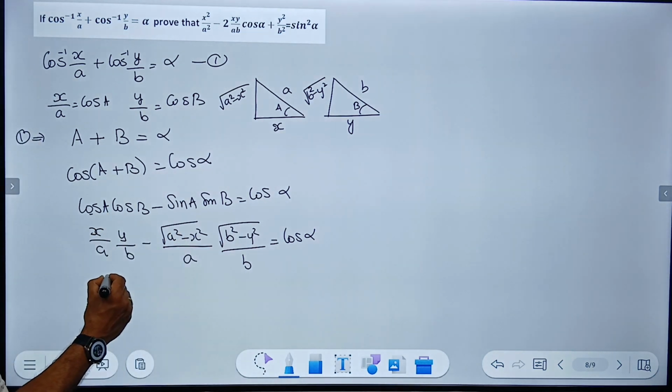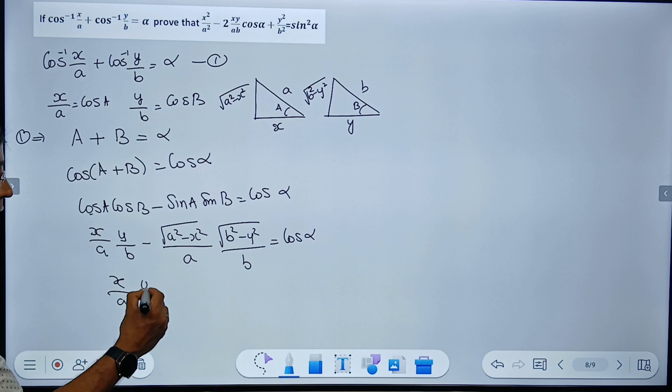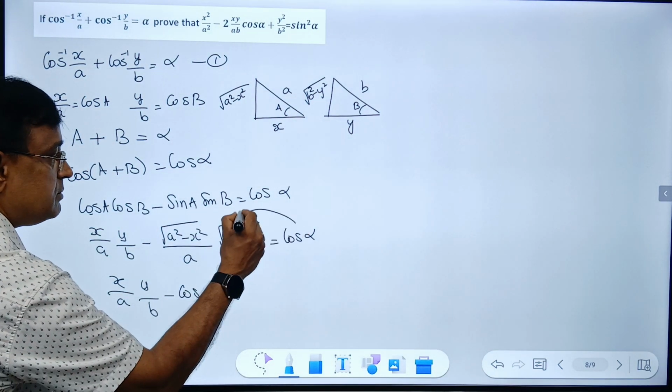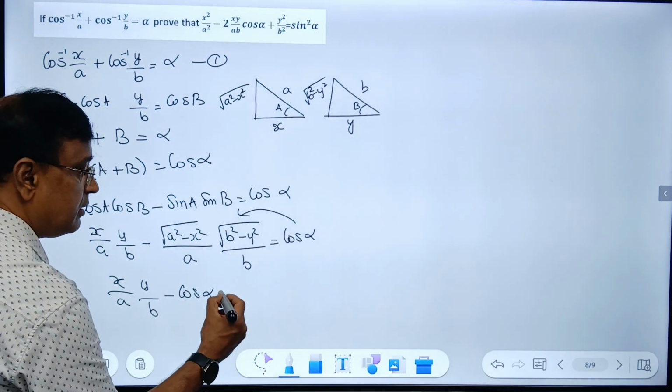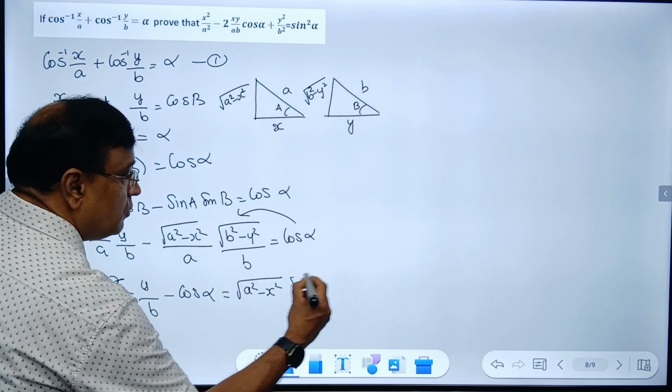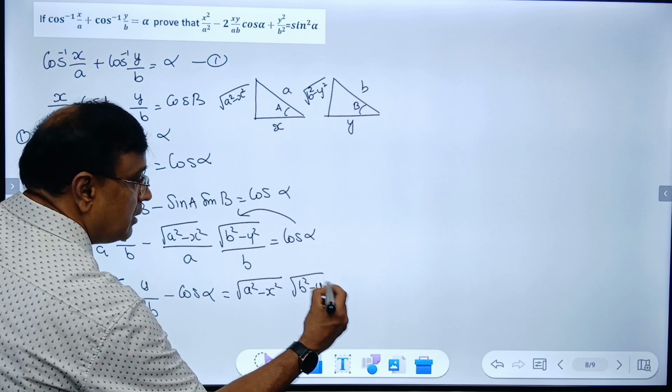So now x by a into y by b minus cos alpha. I'm bringing this term to this side and I'm taking this entire term to the other side. It's root of a square minus x square into root of b square minus y square by ab.